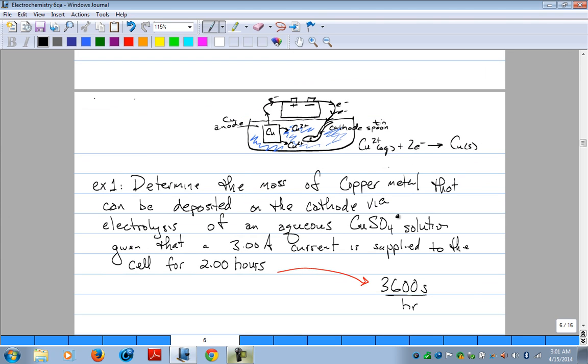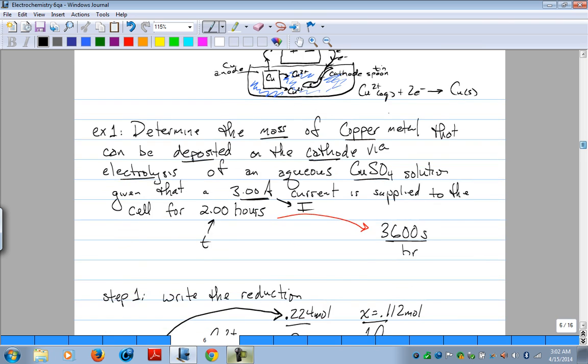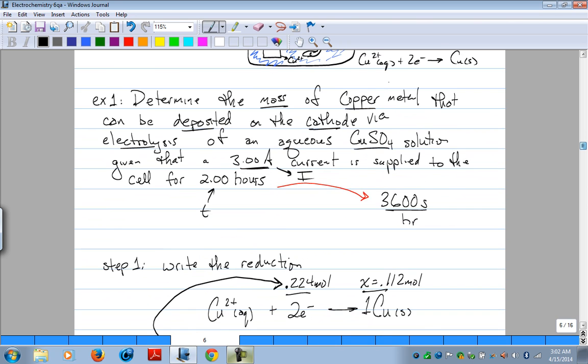So here's a typical question involving, well, we'll see what the variables are. Determine the mass, so they want the grams of copper metal that can be deposited on the cathode via electrolysis of an aqueous copper 2 sulfate solution, given that the current is 3 amps, so that's the I, is supplied to the cell for 2 hours. That's the time, although we'll have to convert that to seconds, and there are 3,600 seconds per hour.